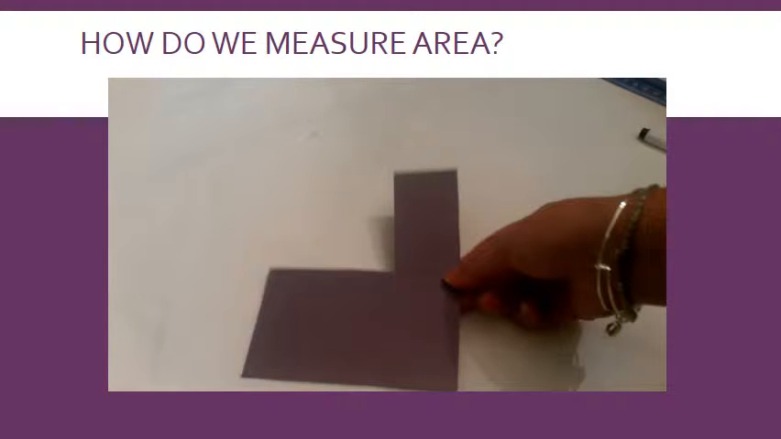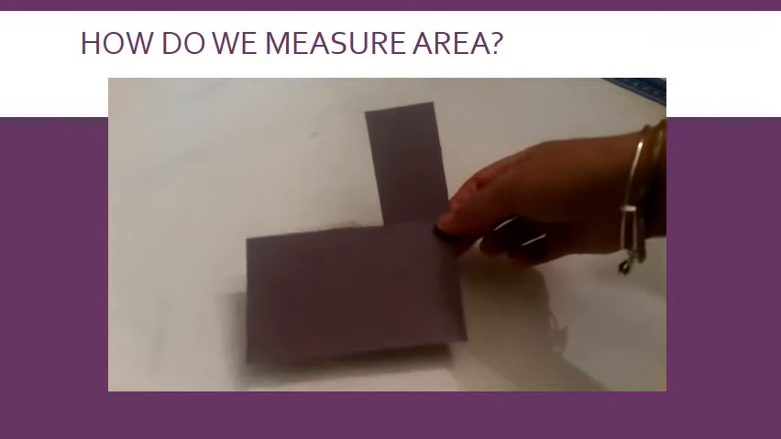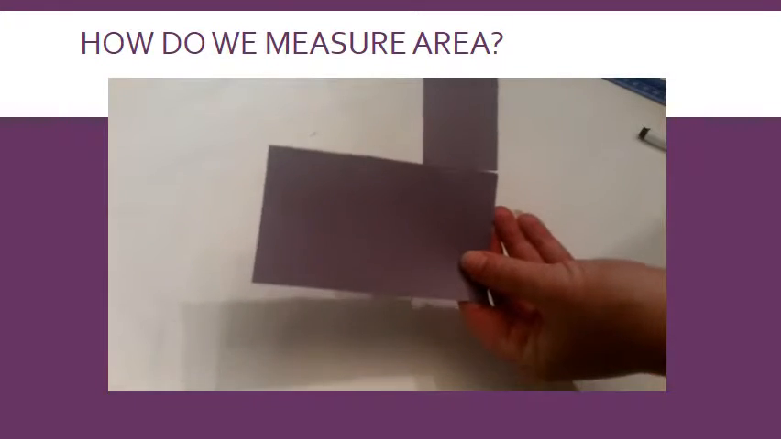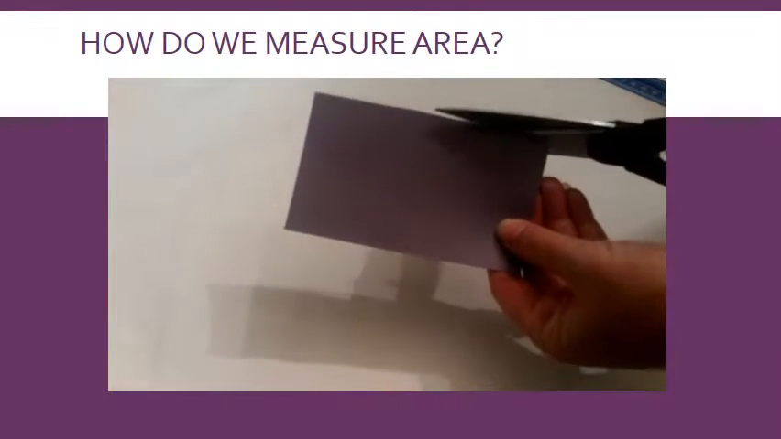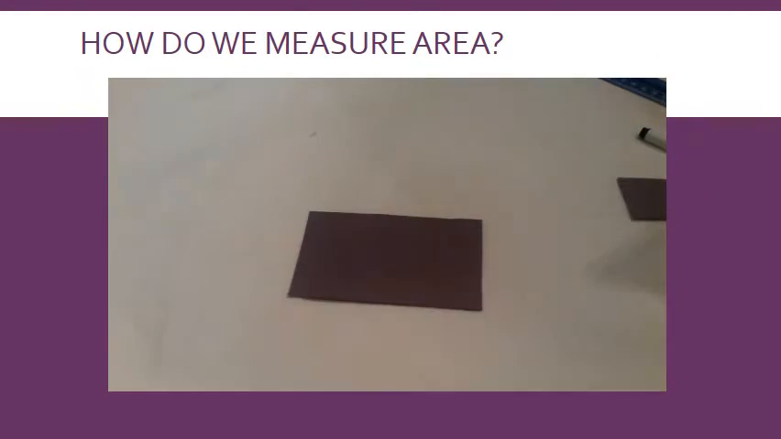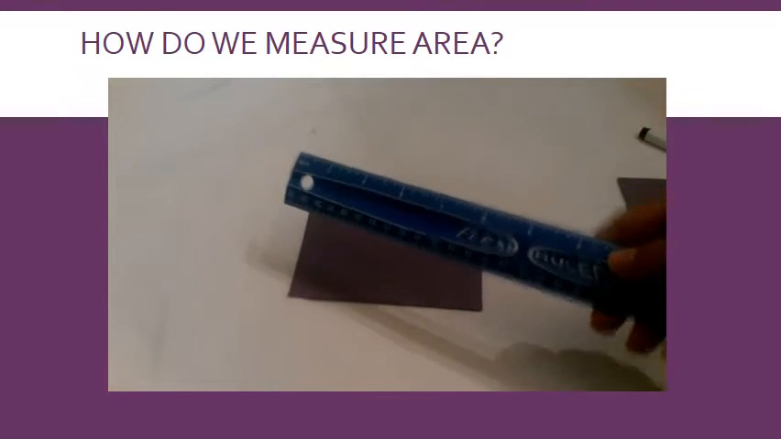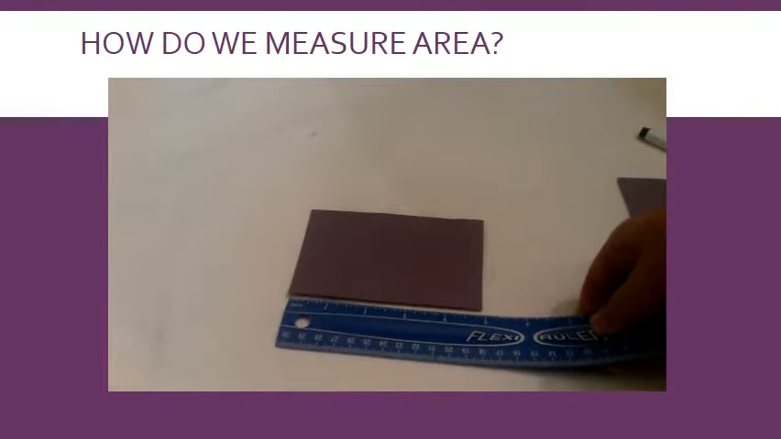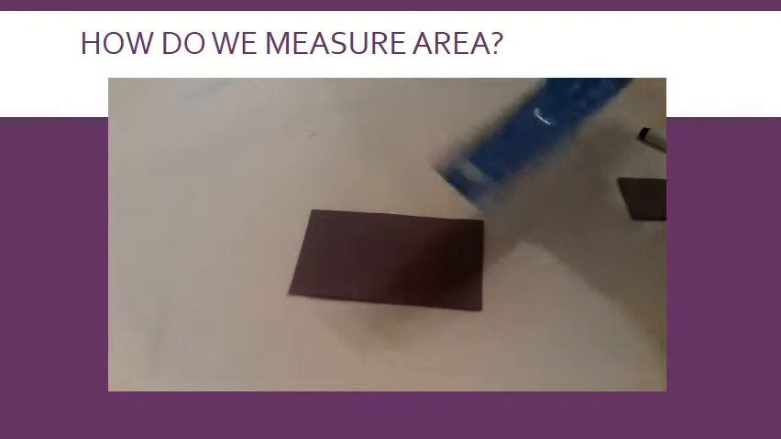Here I have a figure that is similar to the shape of my bedroom, but it's a little bit of a complicated shape, so in order to start investigating area, I'm going to go ahead and cut off this extra piece here and just work with this rectangle. And in order to figure out what area is, or how to measure it, I'm going to try a couple things. In perimeter, we used the ruler, you'll remember.